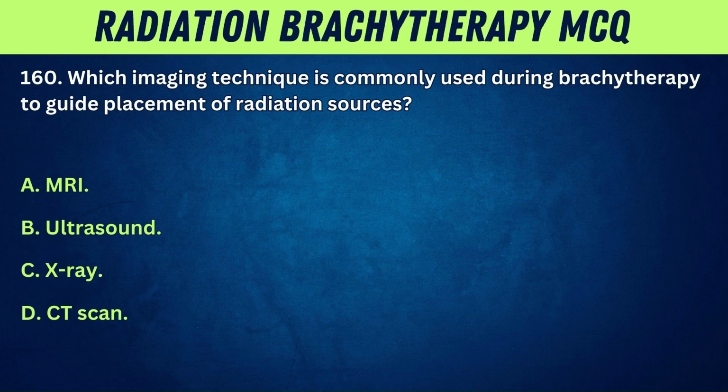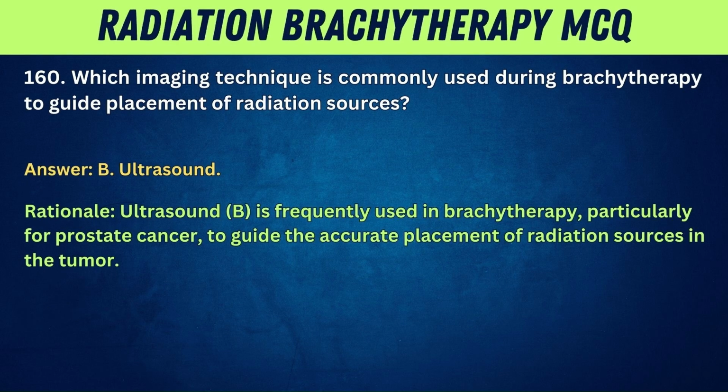160. Which imaging technique is commonly used during brachytherapy to guide placement of radiation sources? A. MRI. B. Ultrasound. C. X-ray. D. CT scan. Answer: B. Ultrasound. Rationale: ultrasound, B, is frequently used in brachytherapy, particularly for prostate cancer, to guide the accurate placement of radiation sources in the tumor.